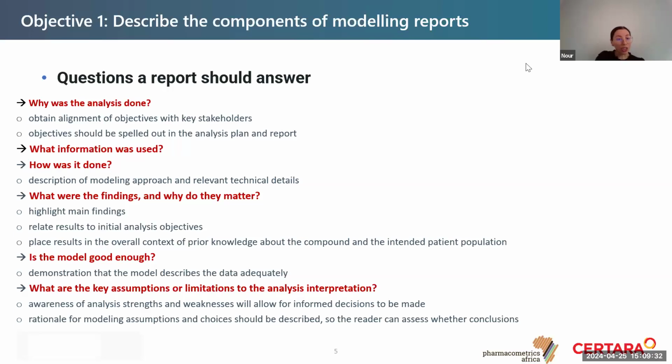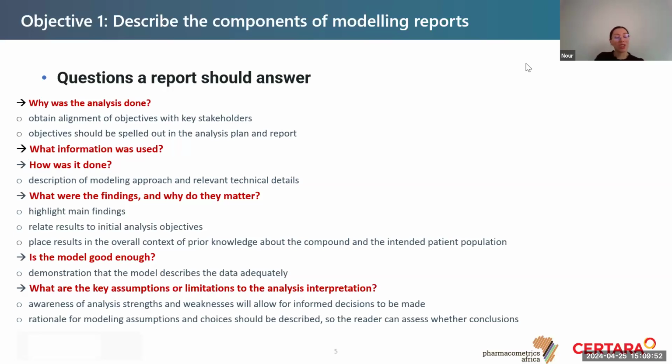Then another question is: is the model good enough? Until now we learned a lot of approaches to evaluate the model, and here we have to demonstrate that the model describes the data adequately, and we know how to do it.